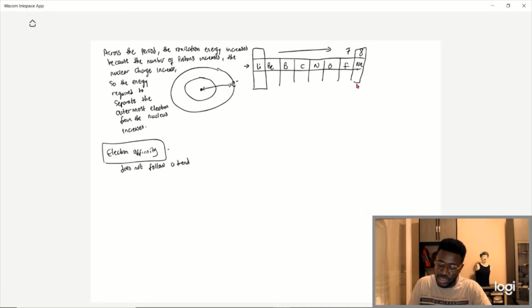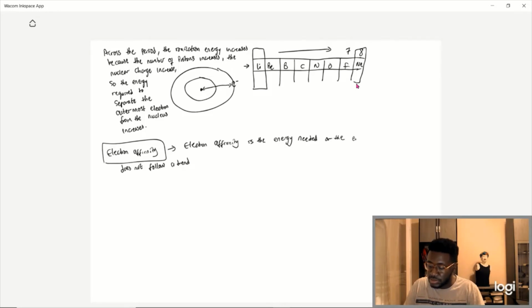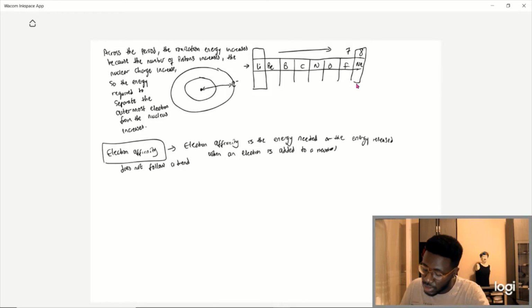First, let's define what electron affinity is. Electron affinity is the energy needed or the energy released when an electron is added to a neutral atom.